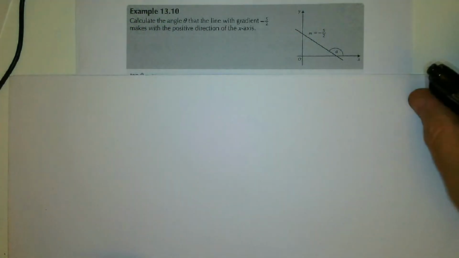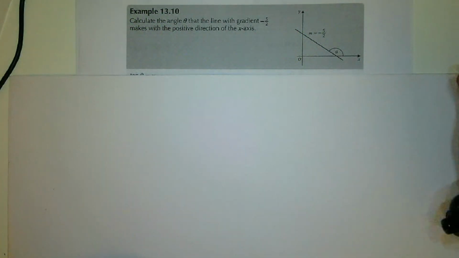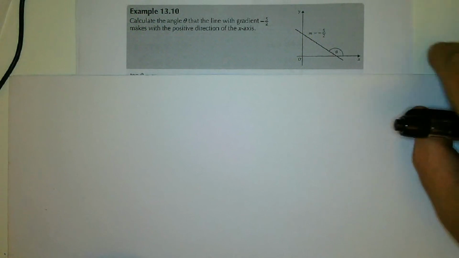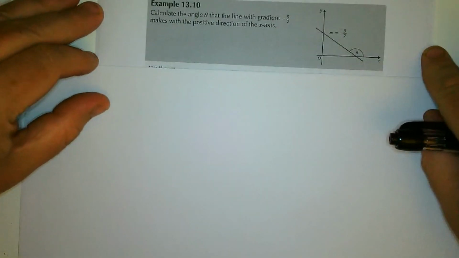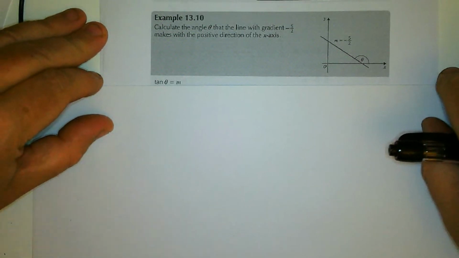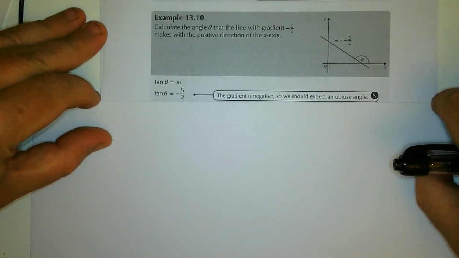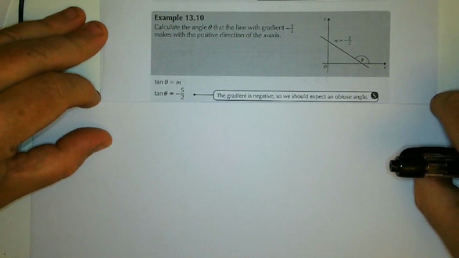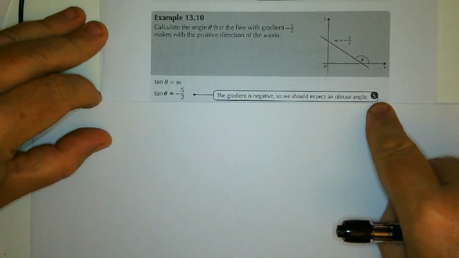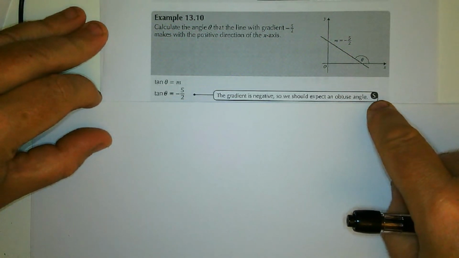Okay, so I'm going to step through, you'll see the answers coming up. The SQA are quite particular how this is laid out, and some kids kind of mix it up. Really stick to how the approach is done here. So, we know we're going to use, look, they've changed it, tan theta equals m, the same as m equals tan theta. Next bit, tan theta equals minus 5 over 2, and that's really important. The gradient is negative, so we should expect an obtuse angle.